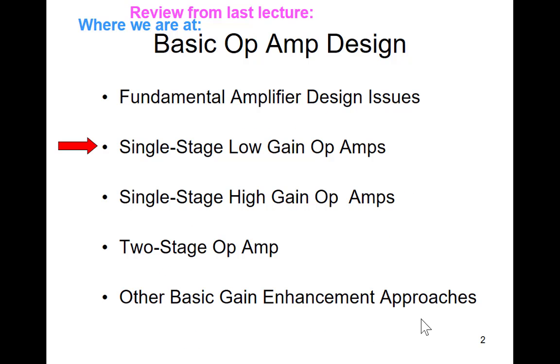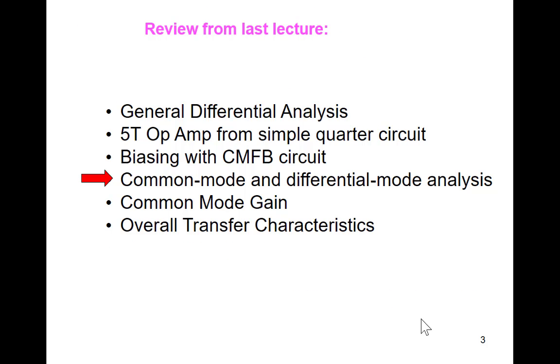So here's where we're at. We're still talking about single stage low gain amplifiers. Although I haven't defined what low gain is, low gain amplifiers are ones that probably have a voltage gain in the neighborhood of 40 dBs or something. When we get to high gain amplifiers, we're going to be approaching 80 dBs or maybe 100 dBs of gain.